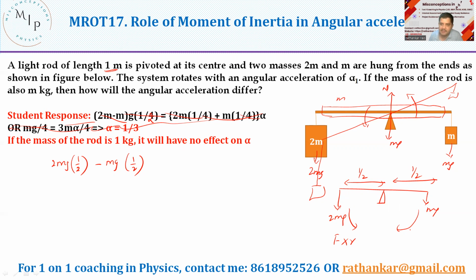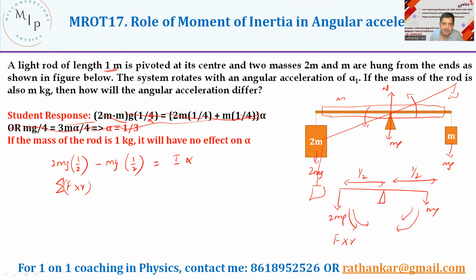But the force here is now in this direction, the force here is in this direction. So as a result of it, this is your anti-clockwise. Anti-clockwise torque is positive, clockwise torque is negative. Based on this, I have written 2mg into half minus mg into half. This is nothing but the net torque, F cross R. We have taken two forces, two distances. Now this should be equal to I into alpha.